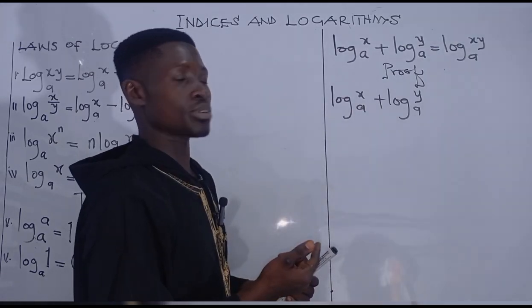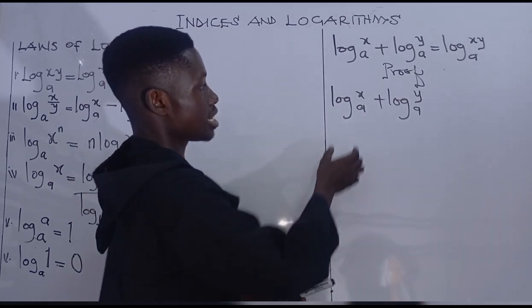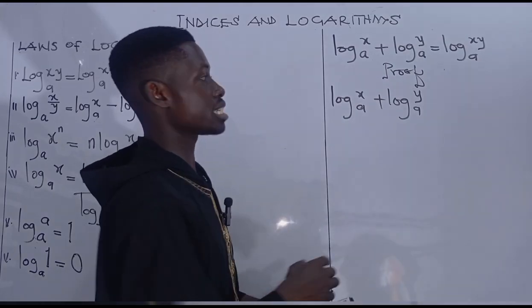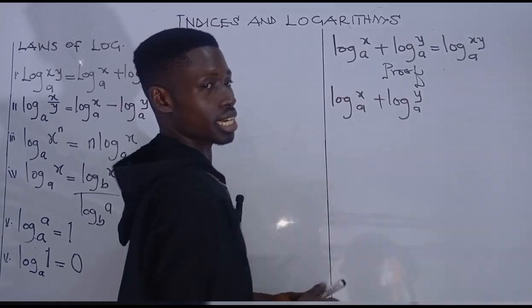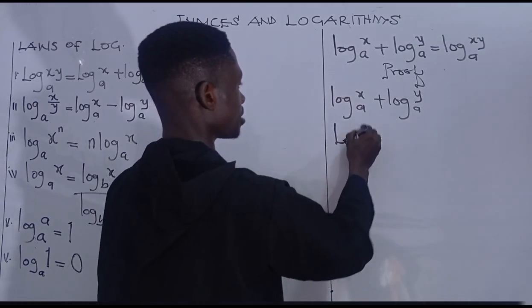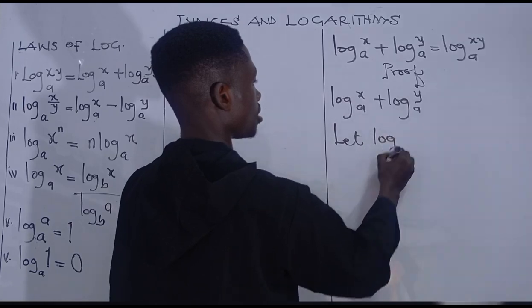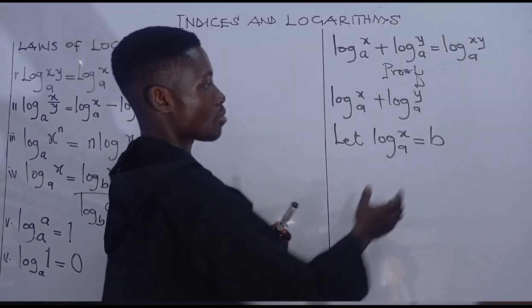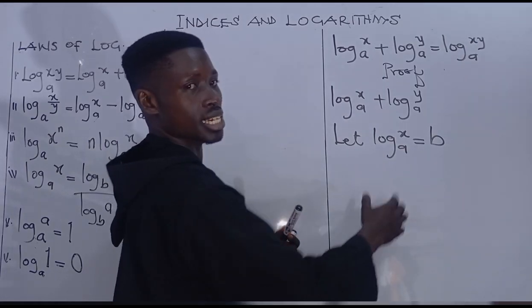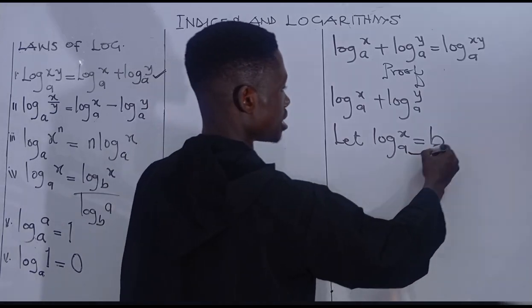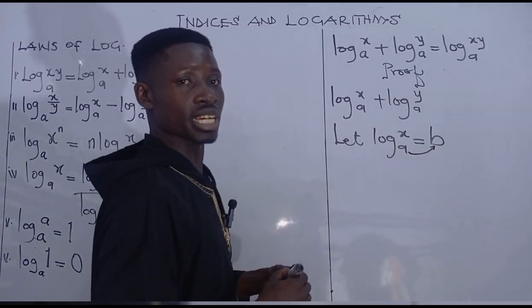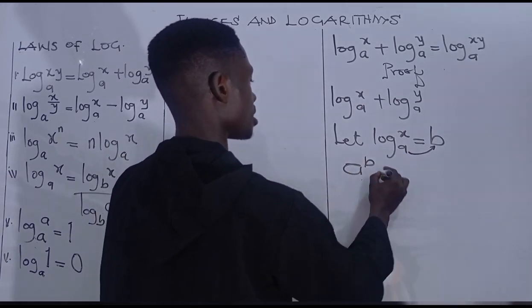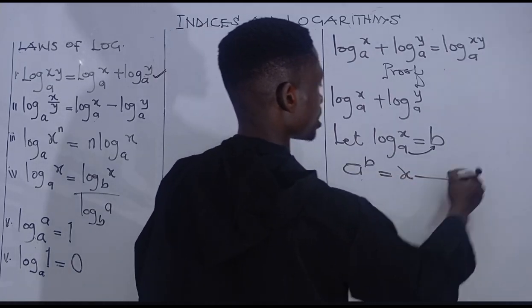Now what we will be doing is, we are going to let a variable represent the logarithm of x to the base of a. Then after that, we also assign a variable to represent the logarithm of y to the base of a. So we are letting log of x to the base of a be equal to any variable at all. Let's call it b. Now once we have this, we express this in exponential form. So the base of the logarithm will become the base of the index. So you have a raised to the power b is equal to x. Now let's call this equation 1.